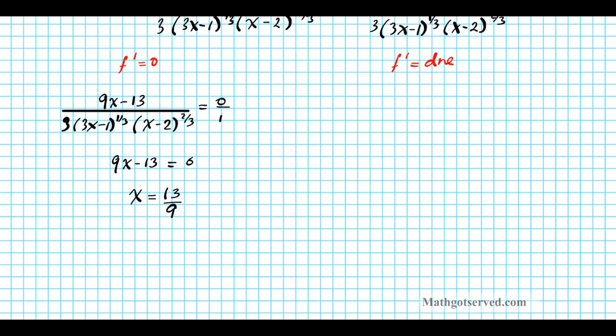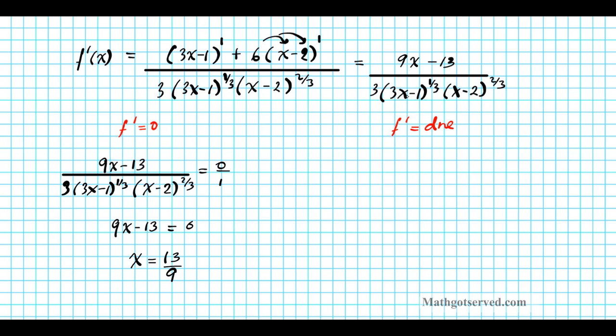Now, where is it undefined? Or where does it not exist? Well, the output is undefined when the denominator has a value of 0. So what we're going to do is extract the denominator and set it equal to 0. So 3 times 3x minus 1 to the 1/3 times x minus 2 to the 2/3 equals 0. All right, so if we use the zero product property, we can have 3 times 3x minus 1 to the 1/3 equals 0, or x minus 2 to the 2/3 equals 0.